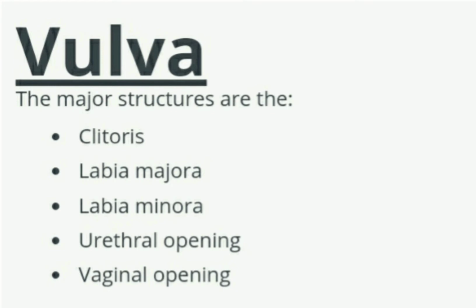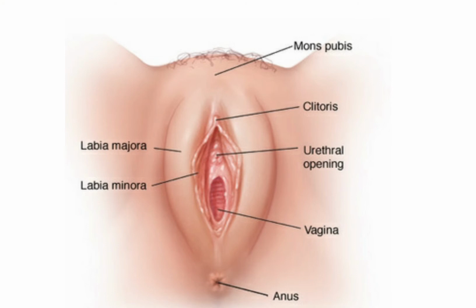Finally, the external genitalia, which is also known as the vulva. The external genitalia is collectively called the vulva, which contains the four main parts, namely the mons pubis, labia majora, labia minora, clitoris and the hymen. Let's discuss the main parts of the vulva.